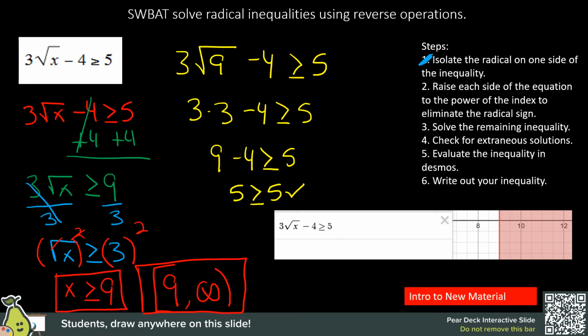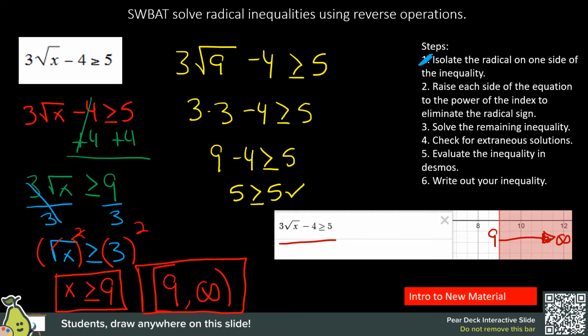What I've also done here is I've also taken the time to put this into Desmos. And you can see here that where it intersects the x-axis would be at 9. And we're talking about 9, everything to the right of it as we approach infinity.